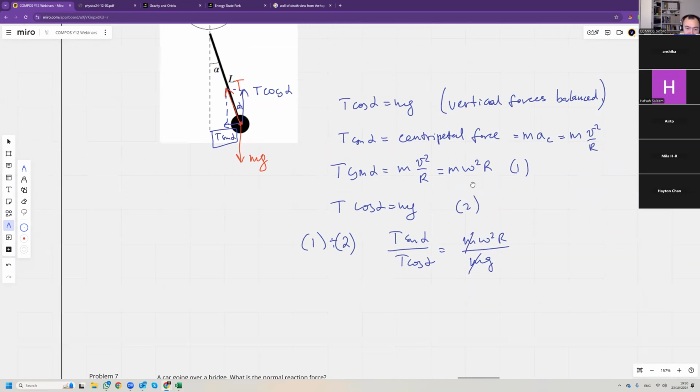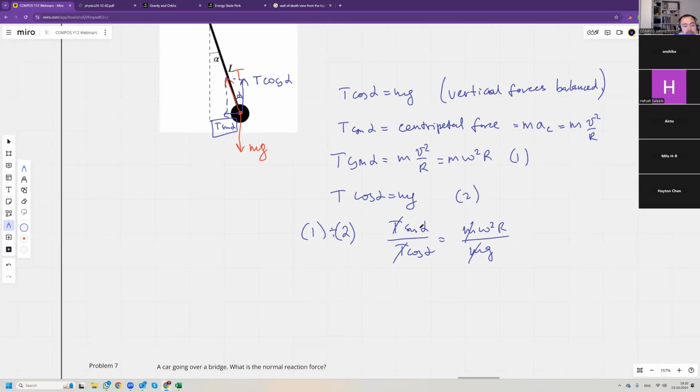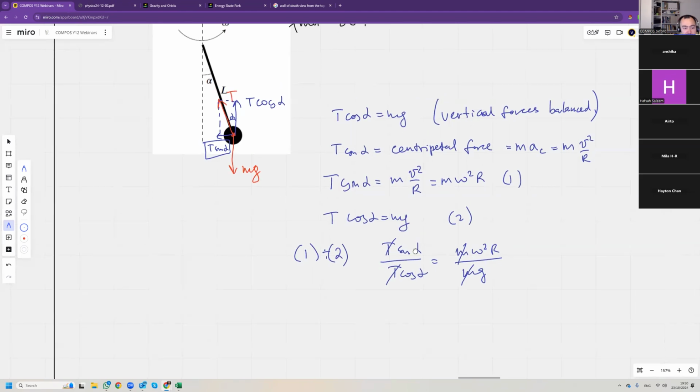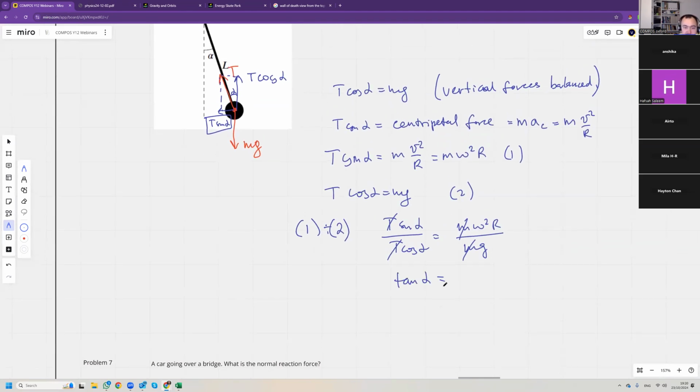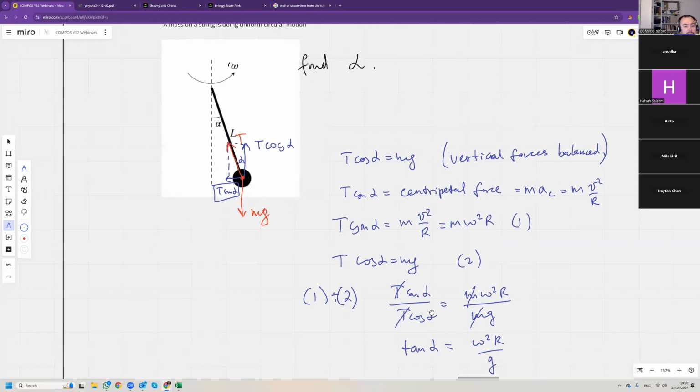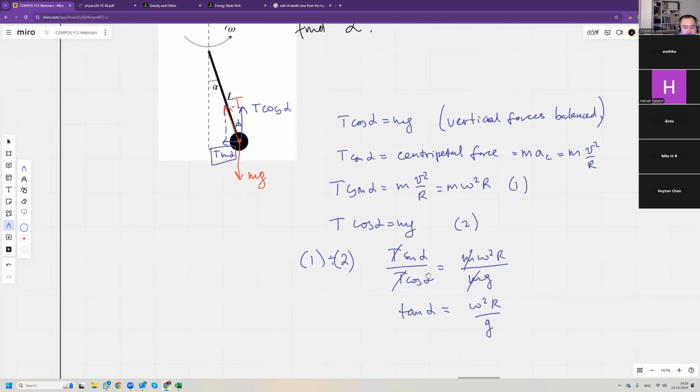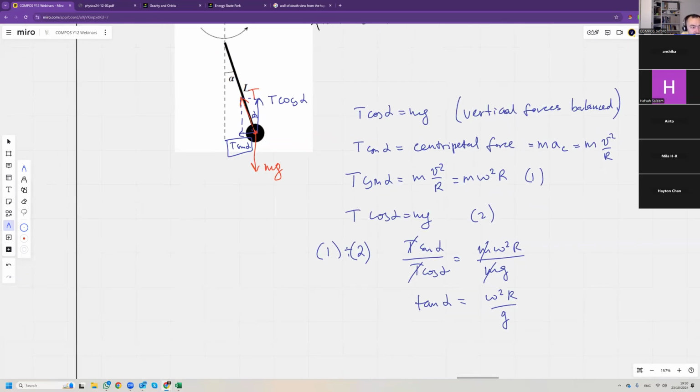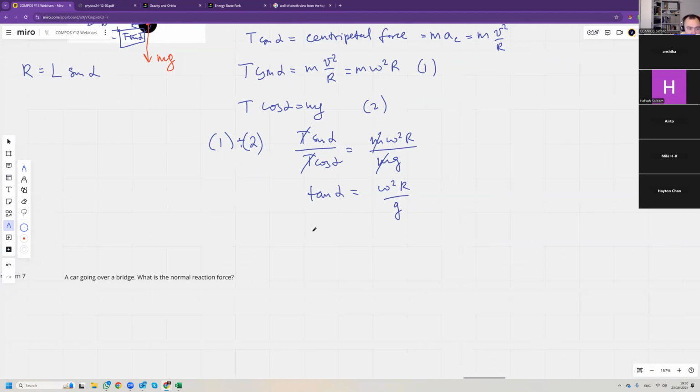M cancels, T cancels, and we get tan alpha. Tan alpha is equal to omega squared r over g. Now, the only thing that we don't know is the radius of the circle. Well, we actually do, because the radius of the circle is linked to alpha: r is equal to L sine alpha. So tan alpha is equal to omega squared multiplied by L sine alpha divided by g.